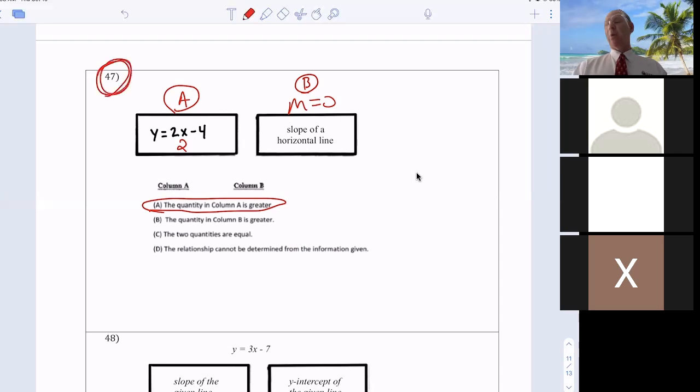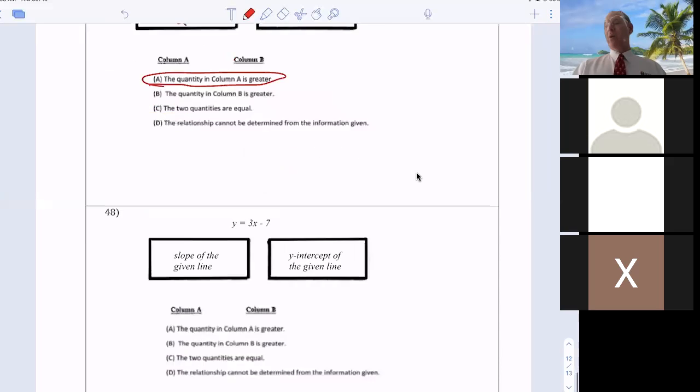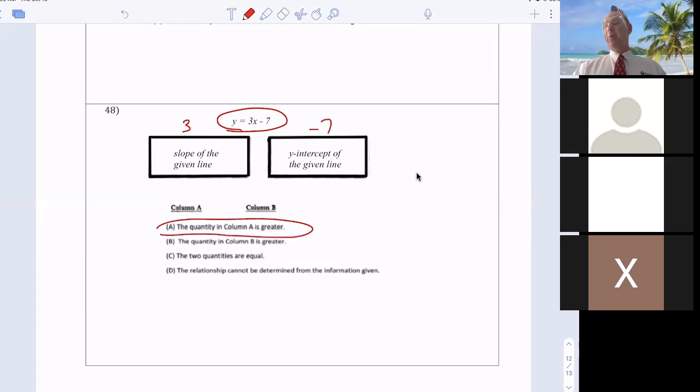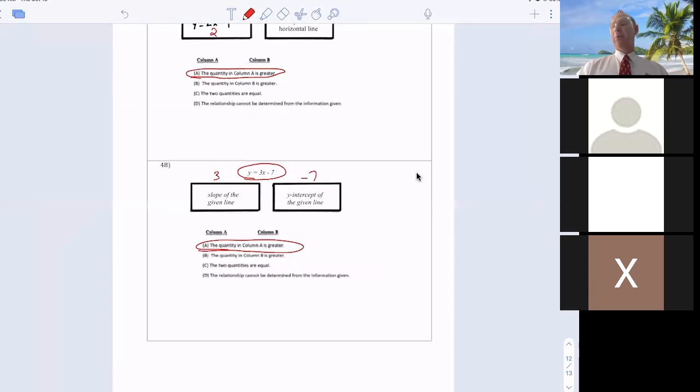So 47. Just make sure you understand what I'm saying, right? That's like the ERB questions this year. They're going to have quantitative comparison. That's what that's called. Now in 48, I have this equation, y equals 3x minus 7. Column A is the slope of the given line. What's the slope? The slope is 3. What's the y-intercept? So the correct answer is what? A, right? 3 is greater than -7, so A is better.